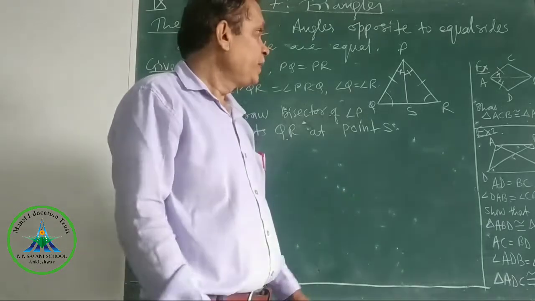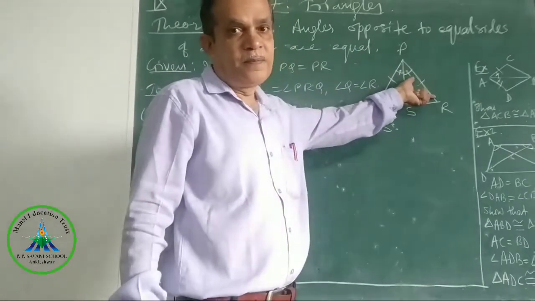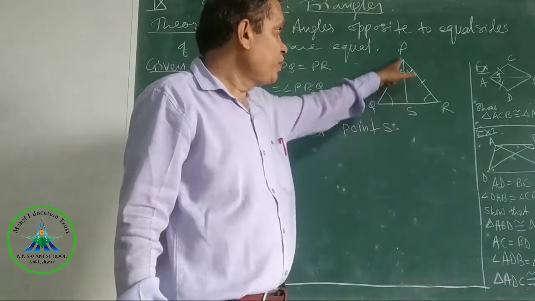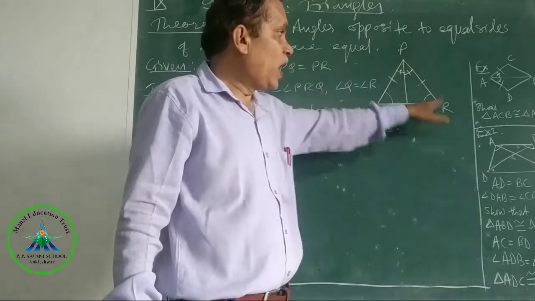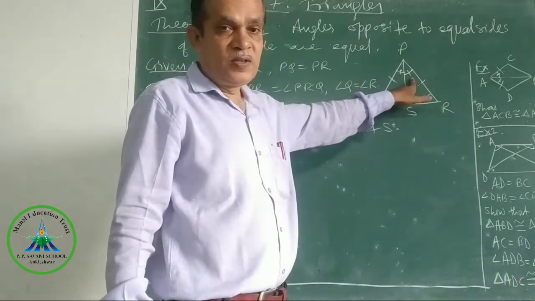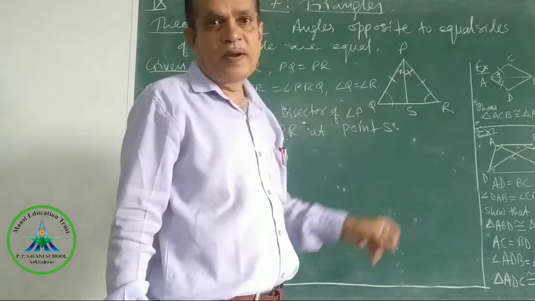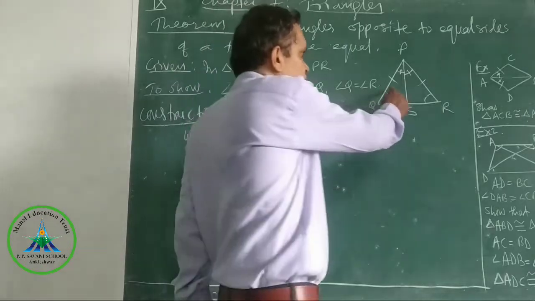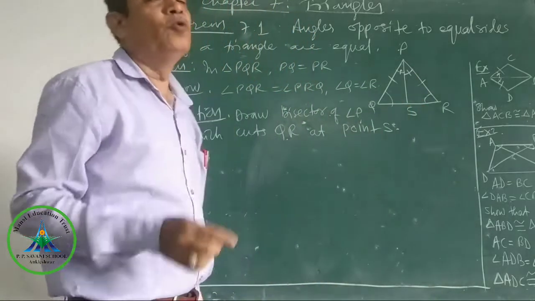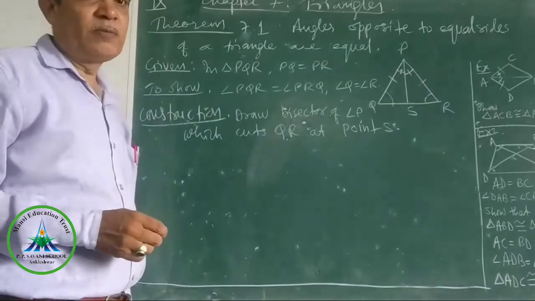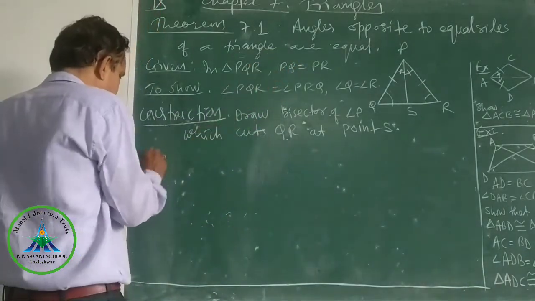Now see, look here. PQ equal to PR. Angle QPS equal to angle SPR. And PS equal to PS, common. So in these two triangles, PQS and PRS, we can use the side angle side congruence rule. Right? Now see, proof.